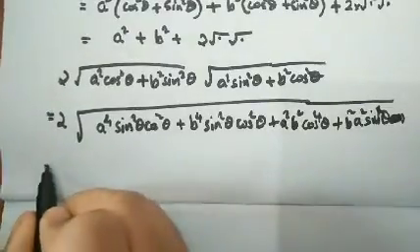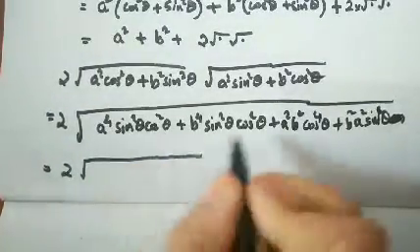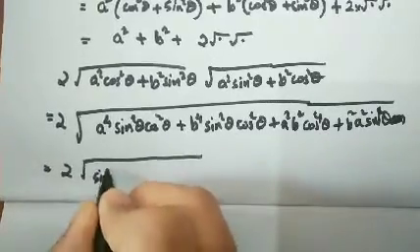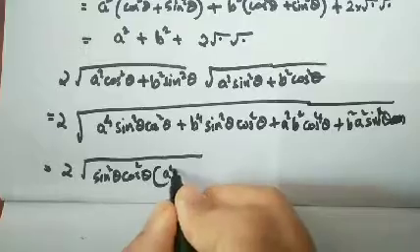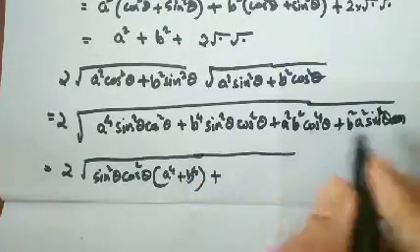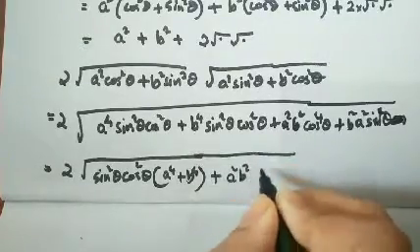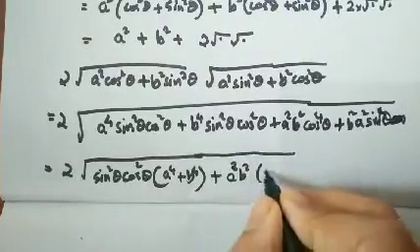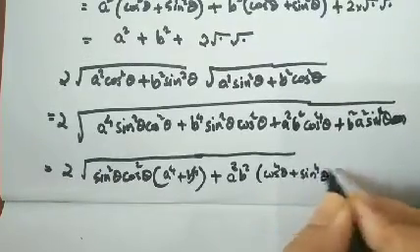So here what we will get is 2 into root of, where I can take sin square theta and cos square theta outside, then I will have a raised to 4 plus b raised to 4, plus from these two terms I will take a square b square outside. So what I will have inside is cos raised to 4 theta plus sin raised to 4 theta.